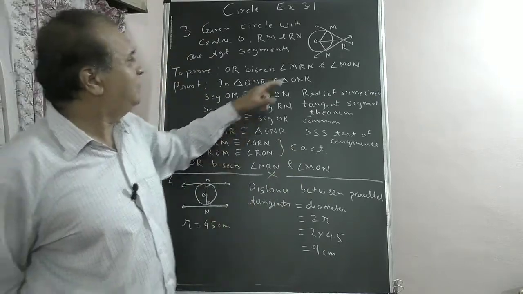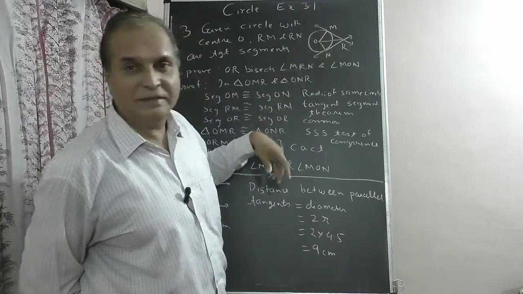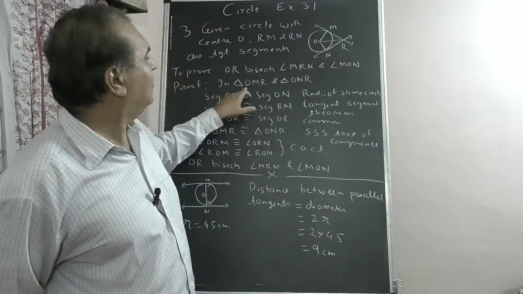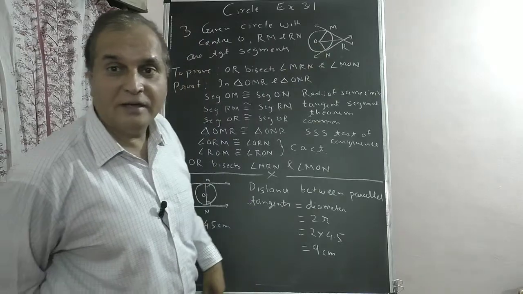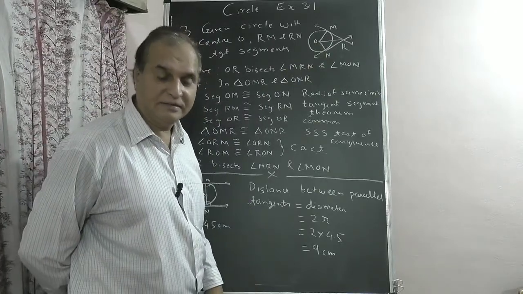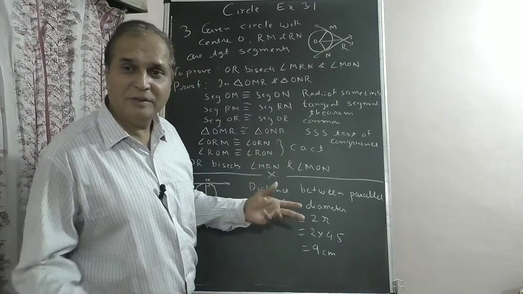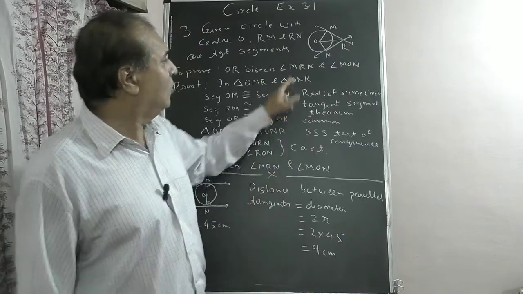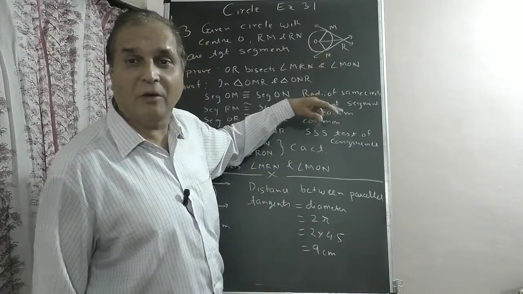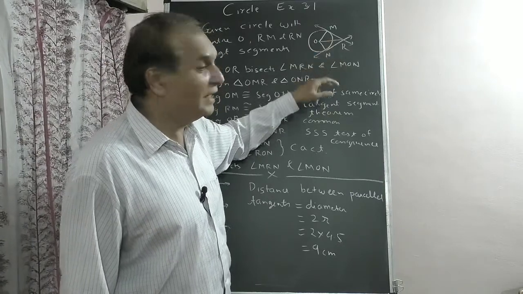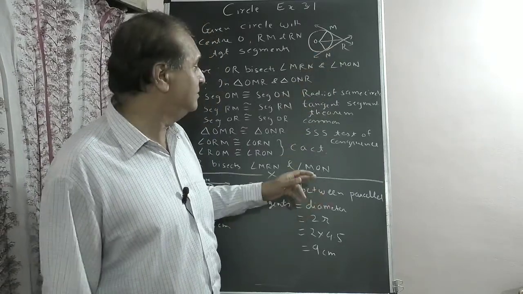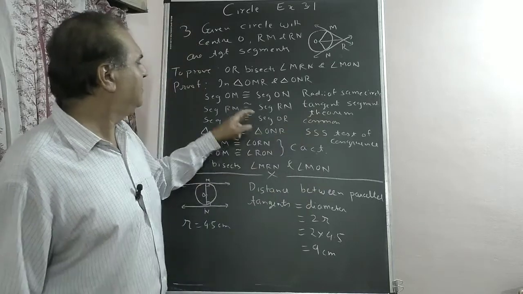This you have to prove. We will prove the triangles are congruent. In triangle OMR and triangle ONR, OM is congruent to ON, radii of the same circle, right? Radii of the same circle must be congruent. OR equals OR, common side. Now RM is congruent to RN, by the tangent segment theorem.